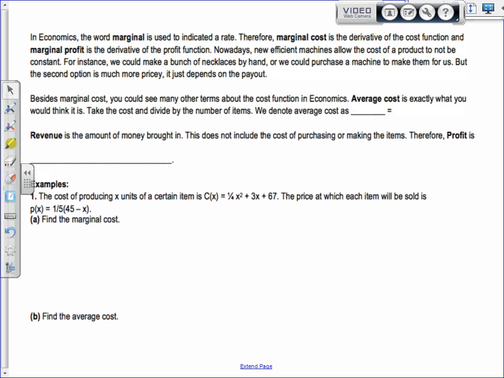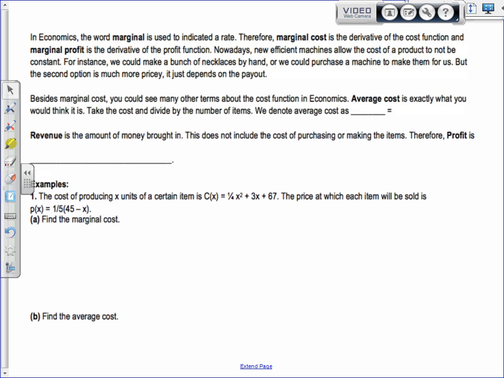Why would it be expensive to create the first necklace? You have to buy all that stuff. But once you actually have all the stuff, it's okay. You already have it, right? So your cost may change throughout the problem. Okay, so it just kind of depends on how much, like if it's worth buying the machine or not. So it says besides marginal cost, you could see many other items about the cost function.